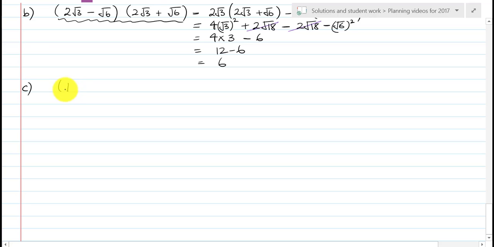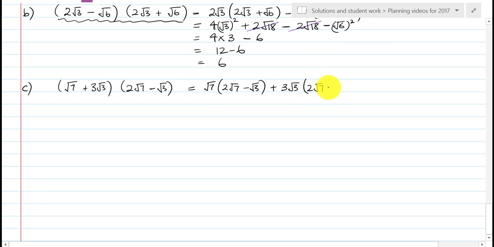And example C. So we have root 7 plus 3 root 3 times by 2 root 7 minus root 3. And again, this one doesn't fit any of our rules because the two brackets are different. Only just, but they are different. So this time I'm going to have to distribute anyway. So I get root 7 times by 2 root 7 minus root 3, and then plus 3 root 3 times by 2 root 7 minus root 3.